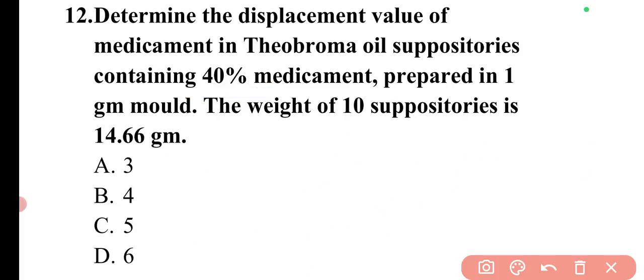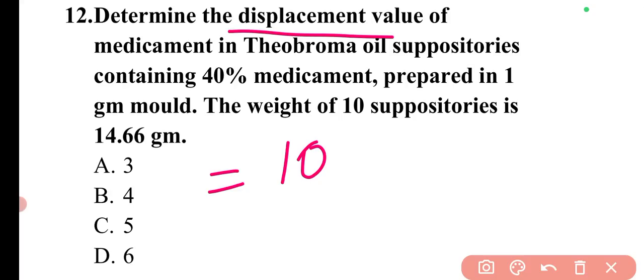Now we have to calculate the displacement value. So how much theobroma oil is displaced by 5.86 grams of medicament? The total is 10 grams. We calculated the weight of 10 suppositories containing theobroma oil alone. If there is only theobroma oil and no medicament, then there will be 10 grams, because the capacity of the mold is 1 gram. So total theobroma oil will be 10 grams.